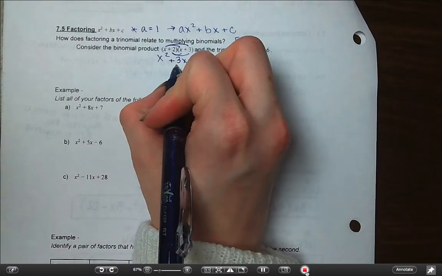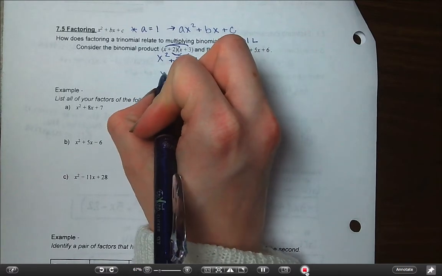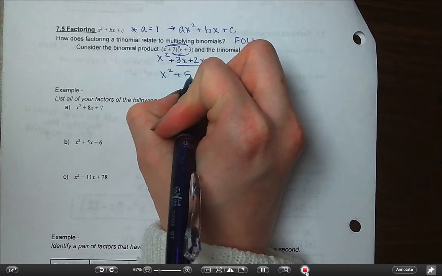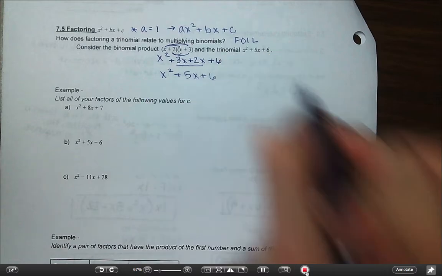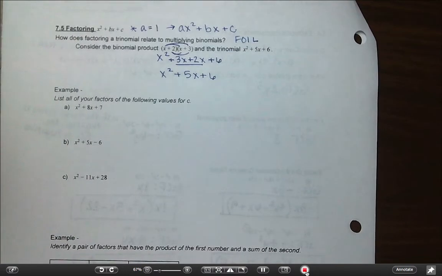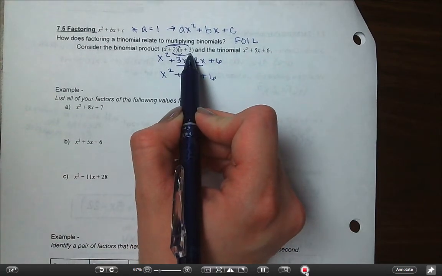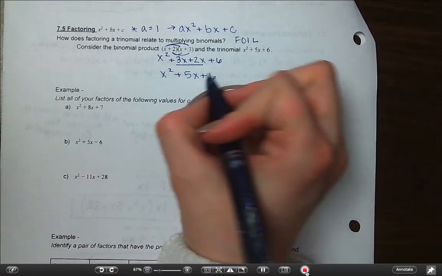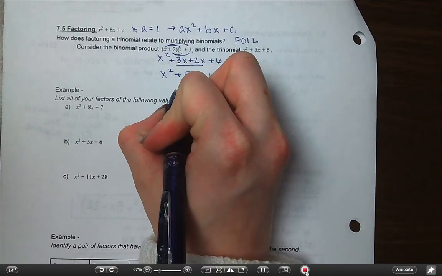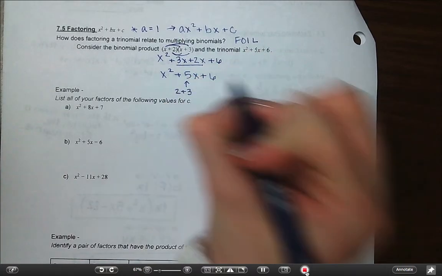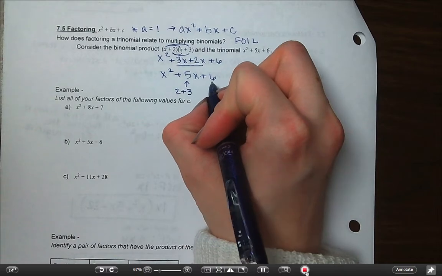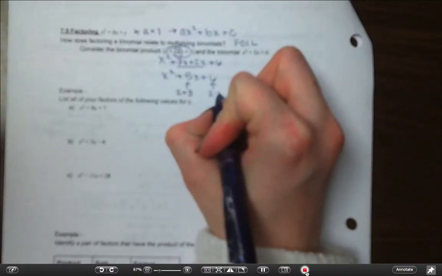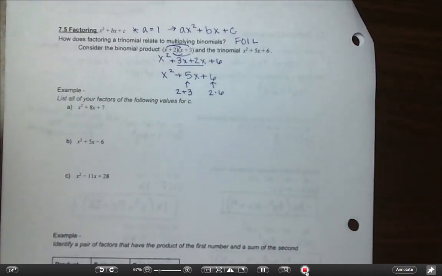And then we add our inside. So we have x squared plus 5x plus 6. Okay. So the thing to notice is that if we look at our 2 and our 3 from our two binomials, they add to give 5. And they multiply to give us 6. And that will always hold true when a is 1, when we're looking at factoring.